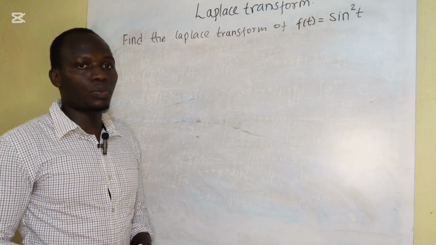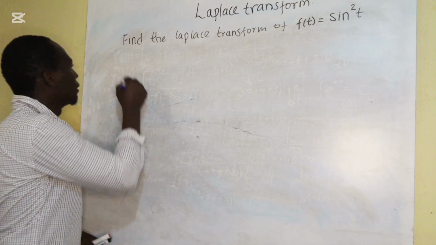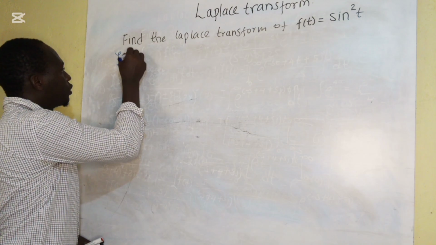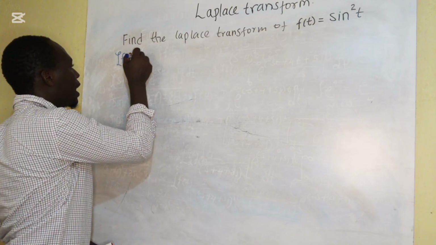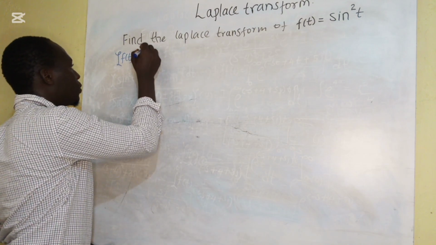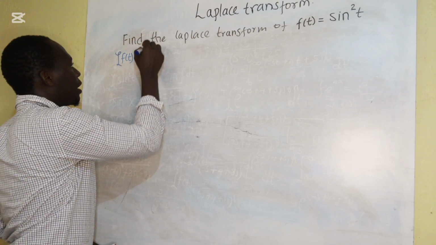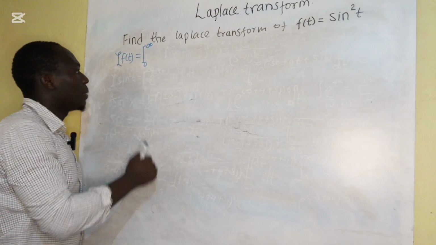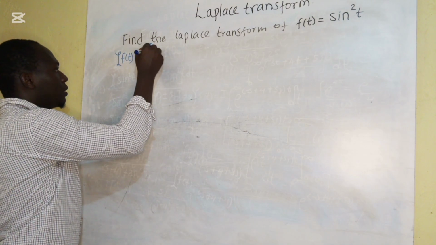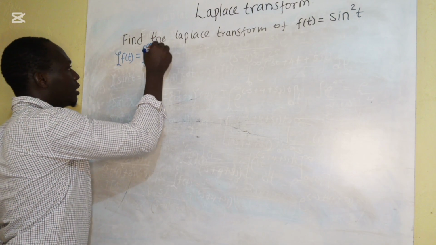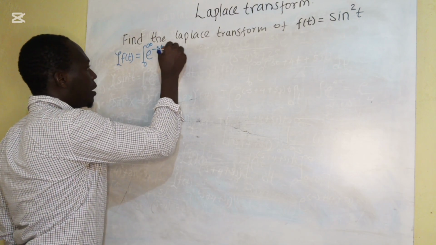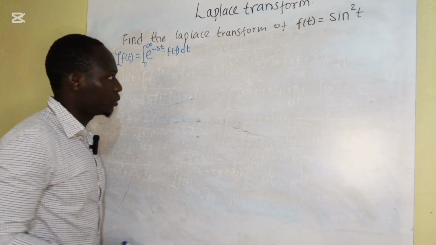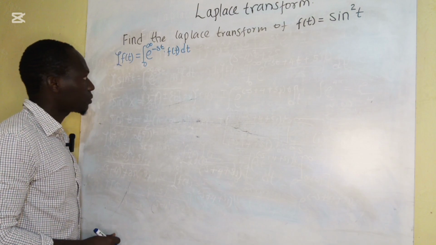When it comes to the first principle formula, we know that the Laplace transform of our function f of t, which is equals to sine t squared, is going to be equals to an integration with respect to our limits, the upper limit and the lower limit, exponential negative st we multiply by our function f of t, and our integration is with respect to dt.